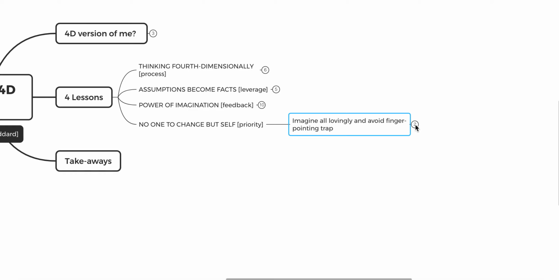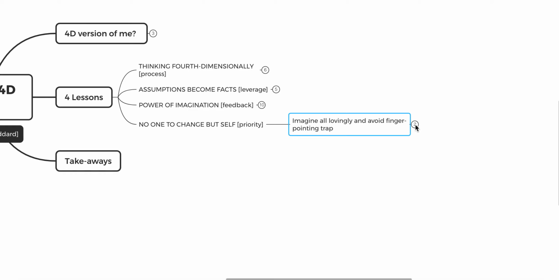And once you realize that there's no one else to change but self, you realize that you cannot change them, and you shouldn't. But there's one thing you can change in yourself.